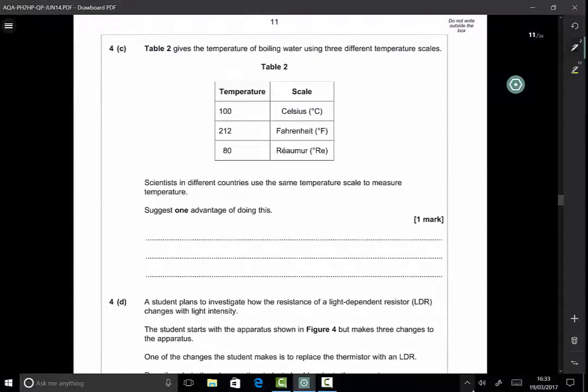Okay, here is the temperature of boiling water using 3 different temperature scales: Celsius, Fahrenheit, and Réaumur. Why do scientists in different countries use the same temperature scale to measure temperature? What's the advantage of doing this? So they can compare their results accurately.